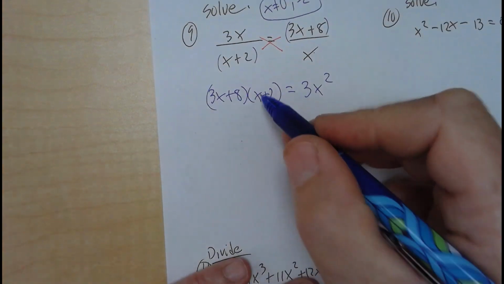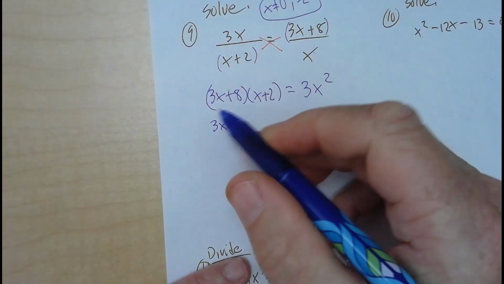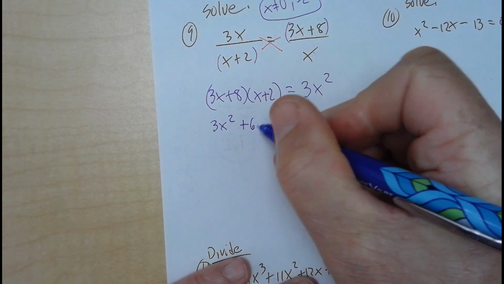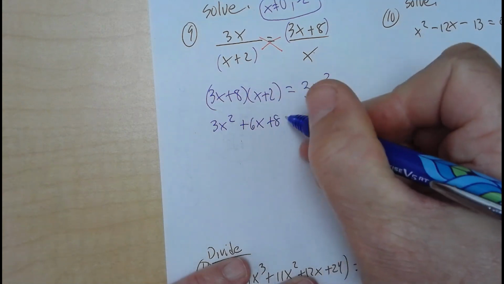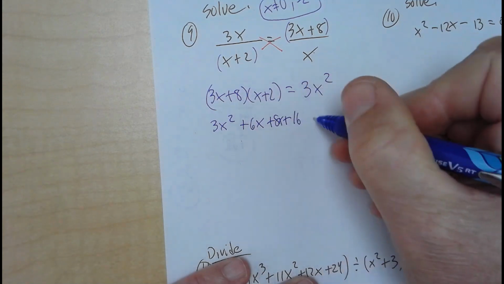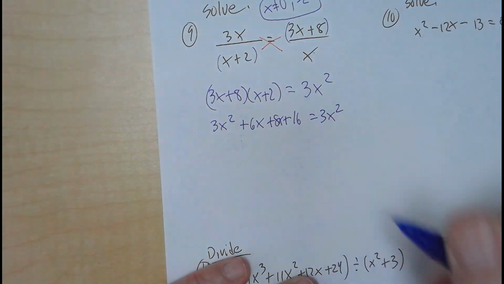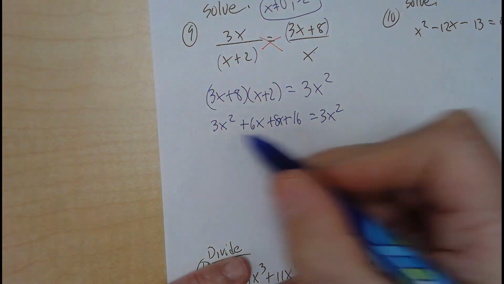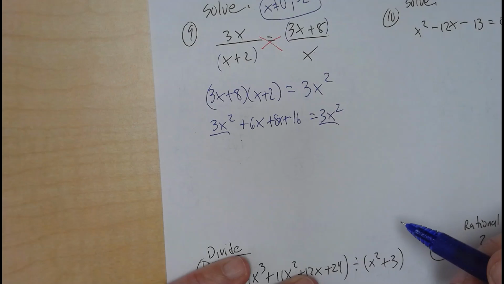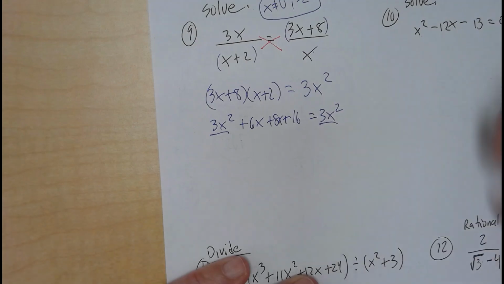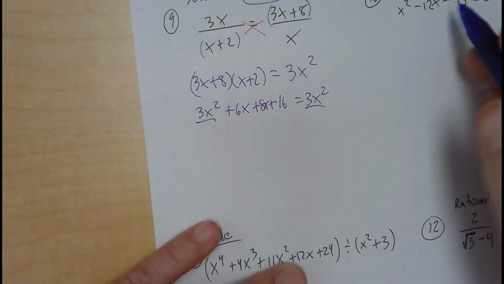So this times this would be 3x squared. This times this is plus 6x. This times this is 8x plus 16 is equal to 3x squared. I kind of made it this way so that there'd be a 3x squared on each side, so it doesn't turn into a quadratic, because you're going to solve a quadratic on number 10 here.